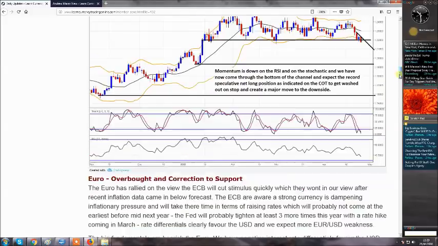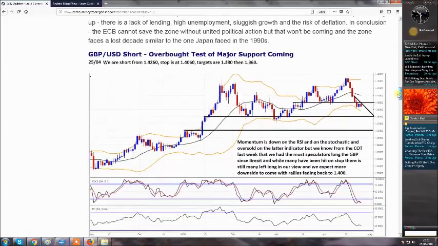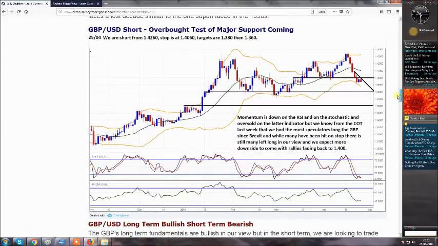Next pair I want to look at is going to be GBP USD. A good pair for us. Big rally up here. We wanted to sell it, we got in, and she's tumbled. Now, the reason we sold it was because the COT net traders positions gave us confidence. Speculators most long since Brexit, getting hit on stop as they come out of the market.